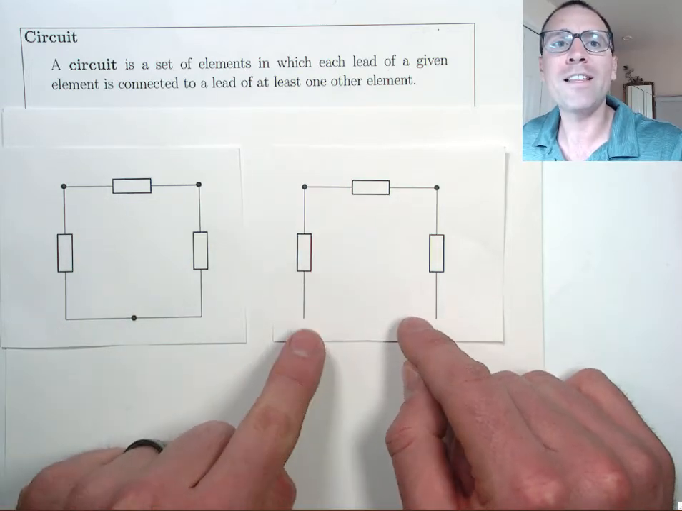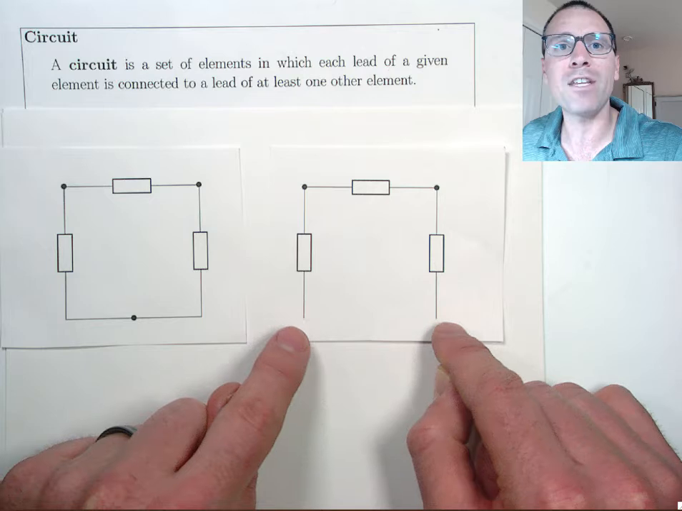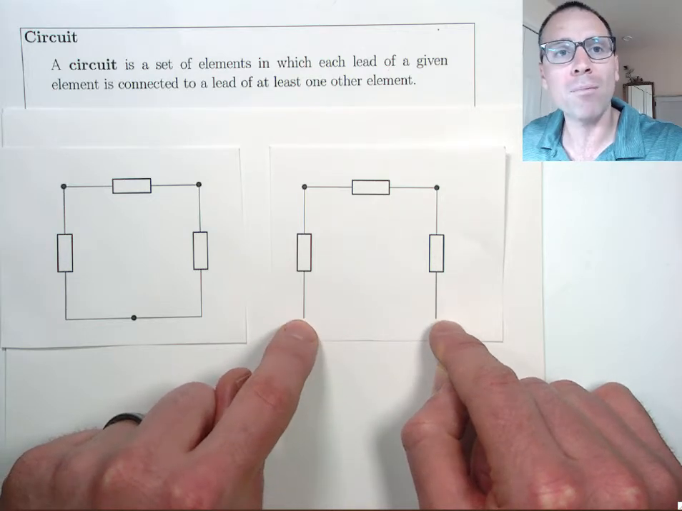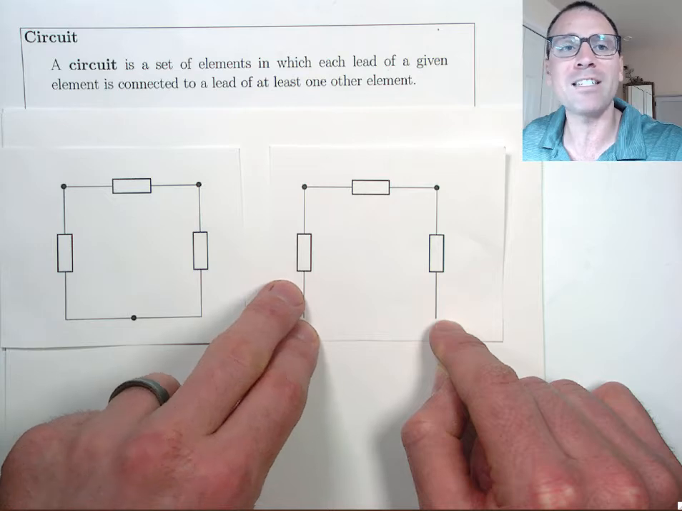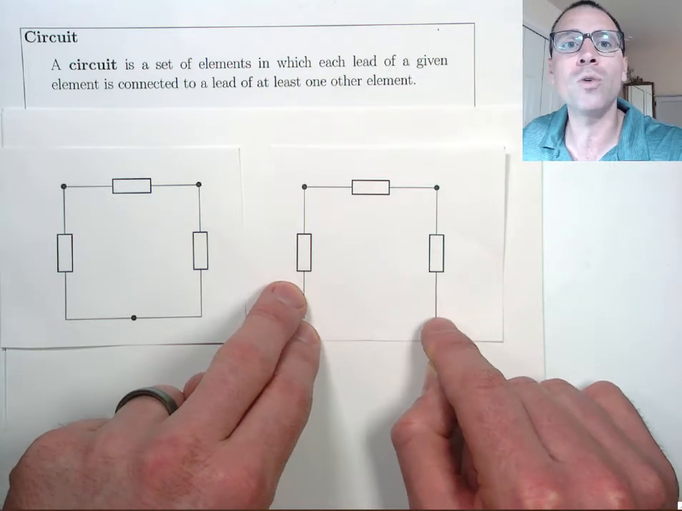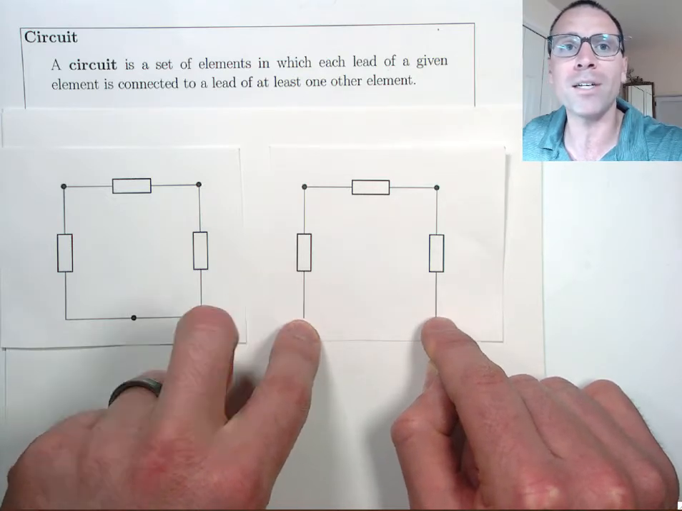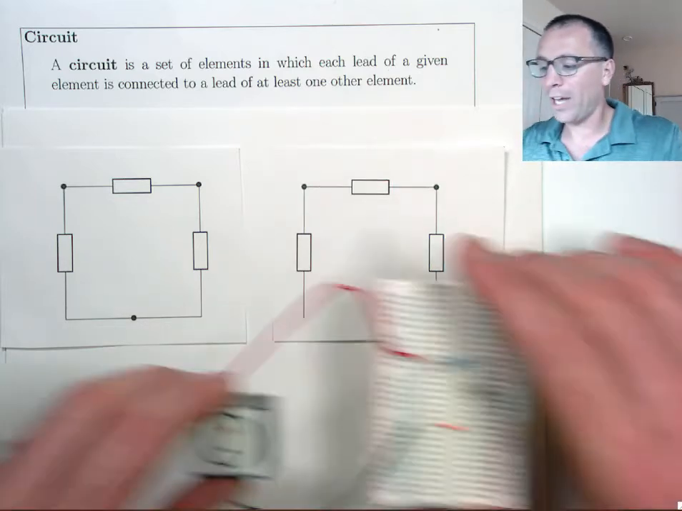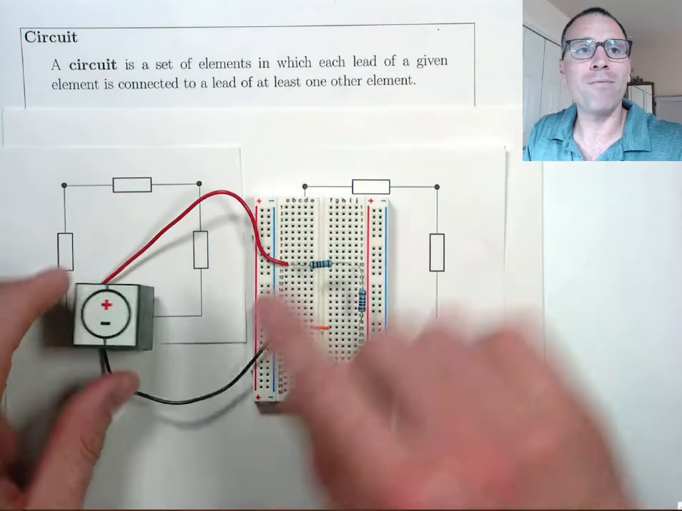Over here, we see that this is actually not a circuit because we have these floating leads on the bottom. Specifically, the bottom lead of this left element is connected to no other element. So too is the bottom lead of the right element. This does not form a circuit. We can actually take a look at a specific example of such a circuit.